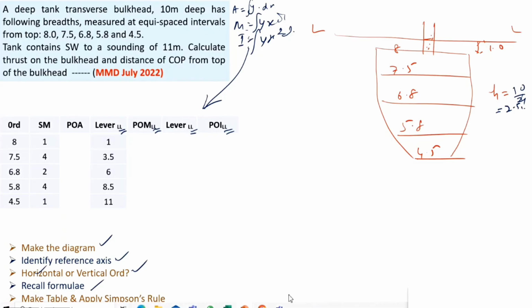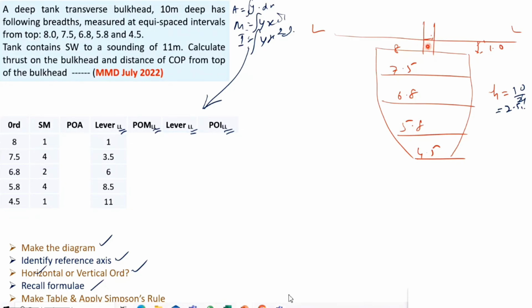Where is the geometric center of 8 meter ordinate? In your diagram, can you put your pen there? Have you put the pen at the geometric center of 8 meter ordinate? Yes, sir. What is the perpendicular distance of that geometric center from the liquid level, the reference axis? 1 meter, sir. So then what is the problem? Here is the geometric center of 8 meter ordinate. This distance is 1 meter. Yes or no? Right, sir.